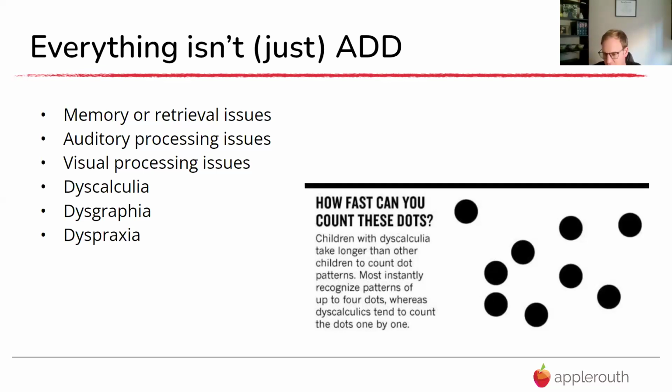Dyspraxia is a neurological disorder that's more about motor functions, and so kind of thoughts not lining up with motor functions. And so all these are just things that we see occasionally, and it's important not to assume just because a student learns differently that it's, oh, this is ADHD, or oh, this is dyslexia. It may be something slightly different.